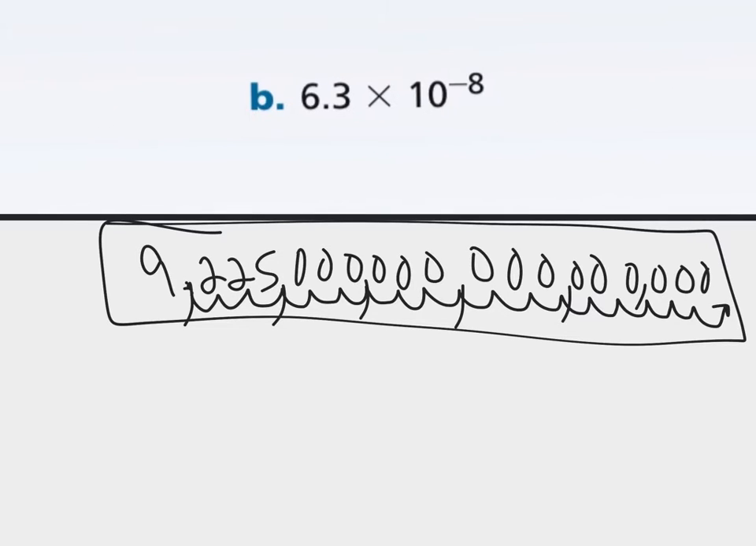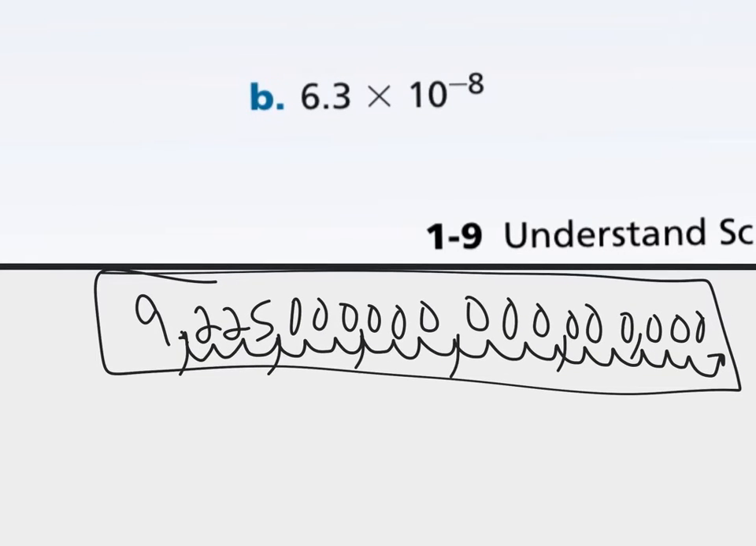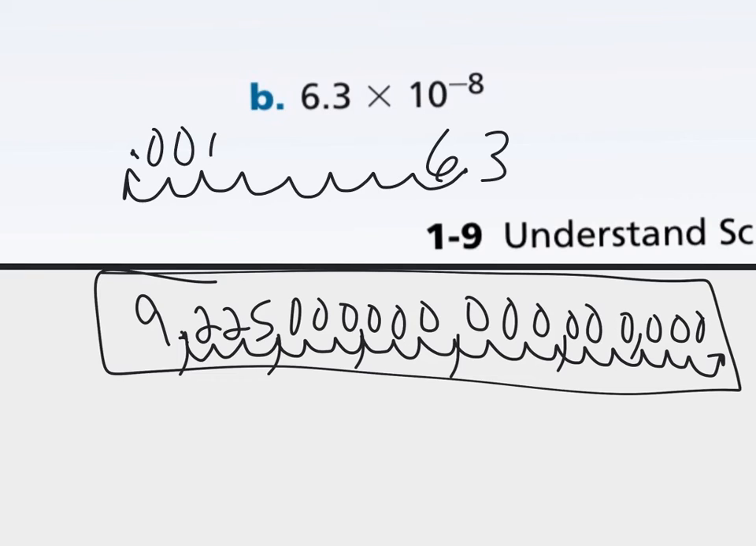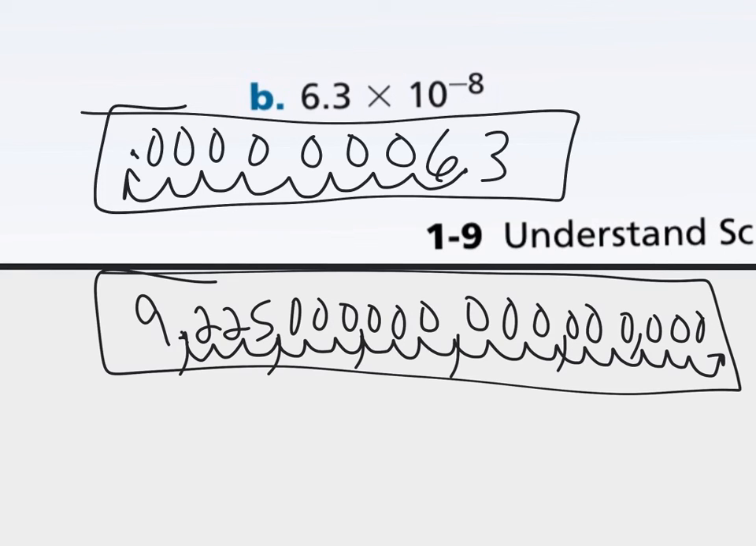And then part B, this one's to a negative power. So we start out here to the -8th. We're going to move 8 spots to the left. 1, 2, 3, 4, 5, 6, 7, 8. So in that case, 1 spot gets us past the 6 to the left of the 6, and then 7 more zeros. If you want to put a 0 before the decimal, you can.